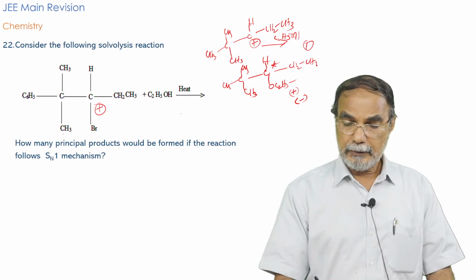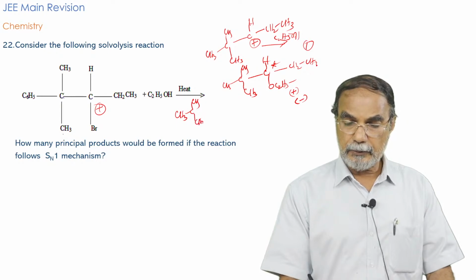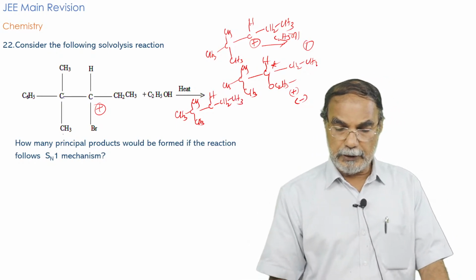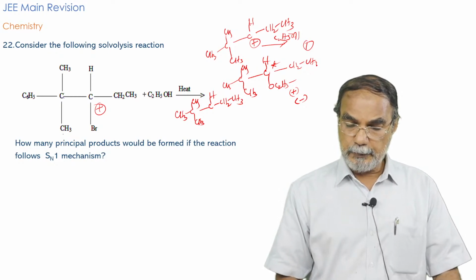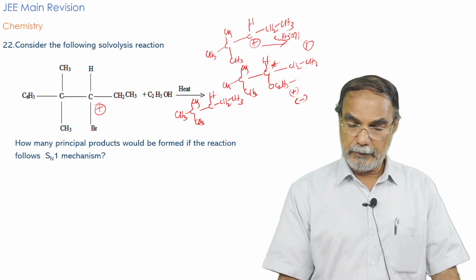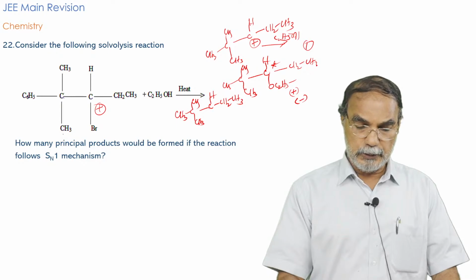And then you have the carbocation CCH3, CH3, CH, CH2, CH3, this carbocation, and suppose this carbocation undergoes a rearrangement. How can it undergo a rearrangement? It can undergo a rearrangement here.